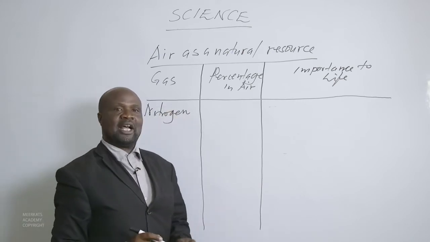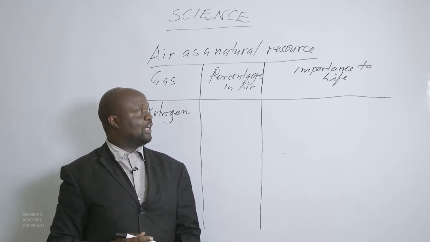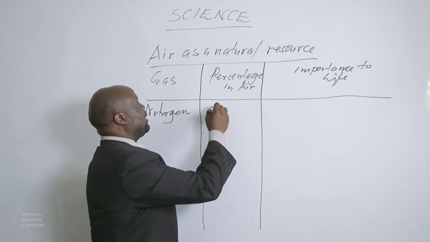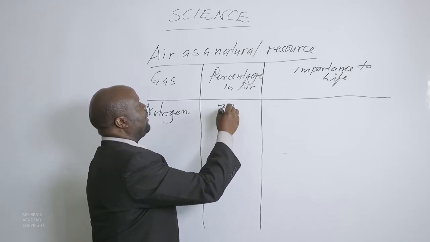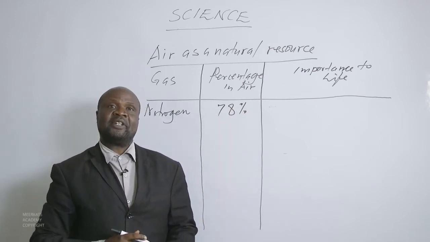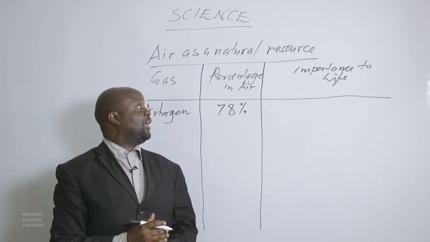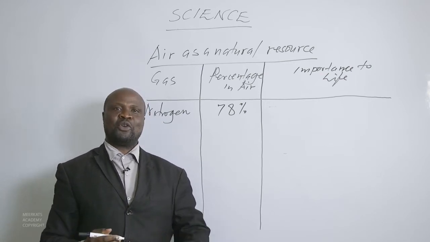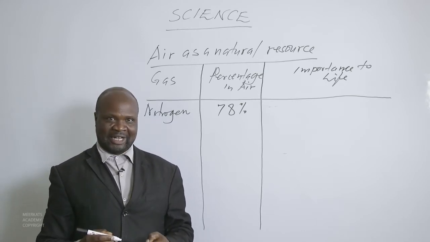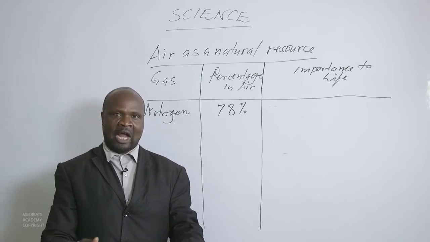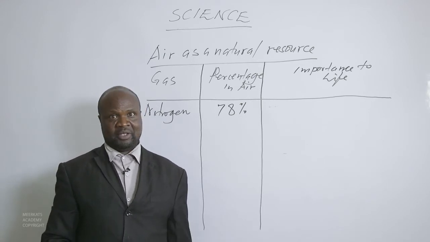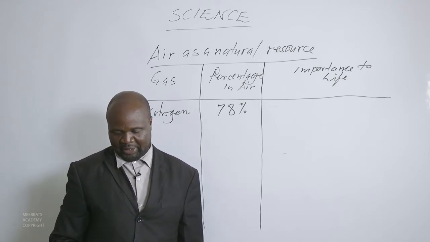So the first gas we have here is nitrogen gas, and we are told it is present in the air. It is 78% present in air, so it comprises 78%. And we would like to know what is the importance of this particular nitrogen gas. Does it have any value in air? Does it in any way support life in the atmosphere or on Earth?